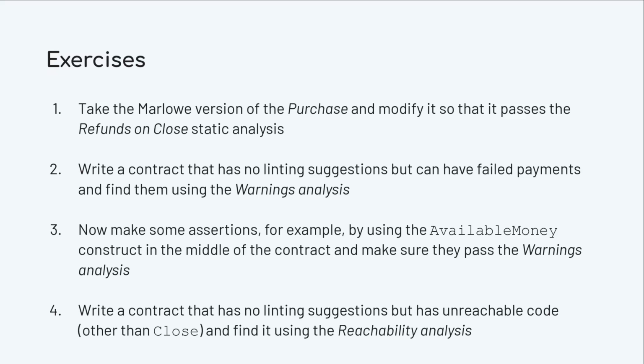And finally, try to write a contract that, again, has no linting suggestions, but still has unreachable code. And try to find it by using reachability analysis. Keep in mind that reachability analysis may not find a piece of code that is unreachable unless it's non-trivial. So for example, even if you have a closed construct that is not reachable, it may not find it. You may have to add something which is something different than close.